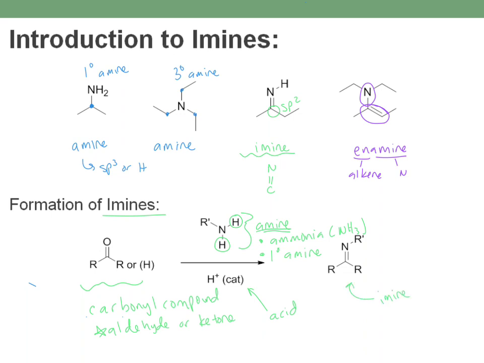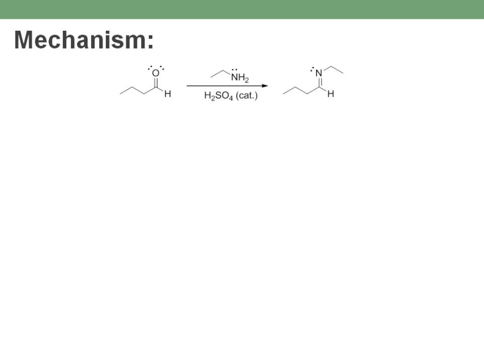So let's take a closer look at this mechanism. Here I have a specific example of a butanal, and I have an ethylamine. And I used sulfuric acid, and I wrote cat next to it just to signify that it's just a catalytic amount of acid here. So I'm going to go ahead and break up my strong acid into the H plus and the HSO4 minus, because that's really what I'm going to react here.